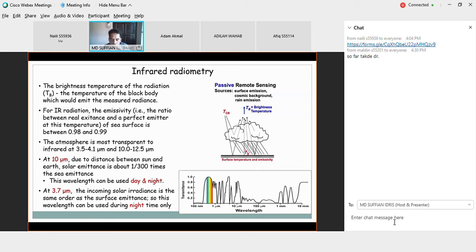Dia boleh pakai untuk kedua, waktu siang dan juga waktu malam, sebab dia tak ada impact daripada infrared emission from the Sun. Dia tak ada impact.